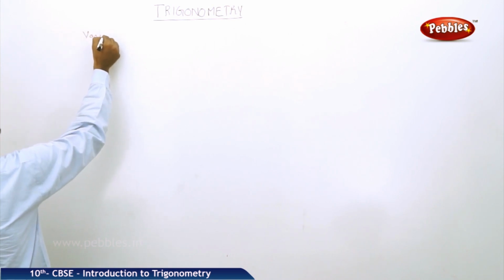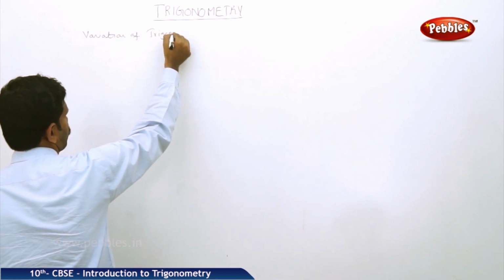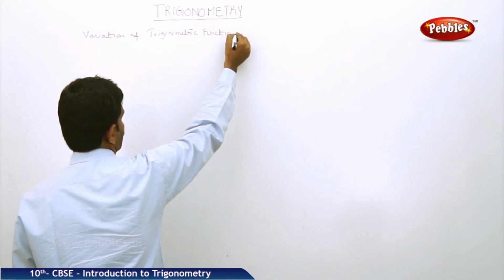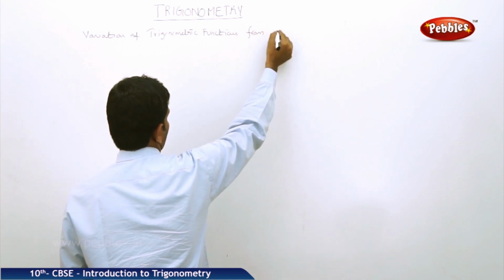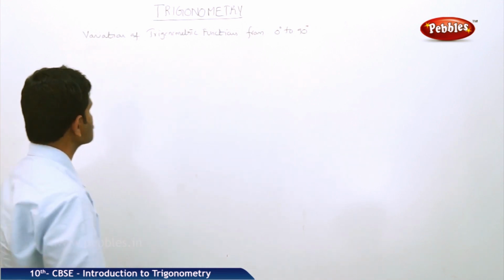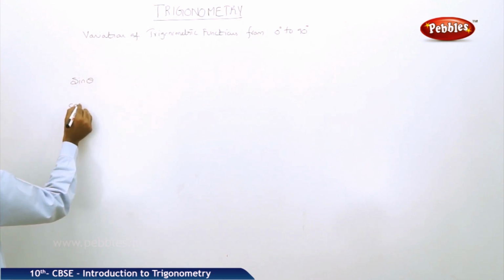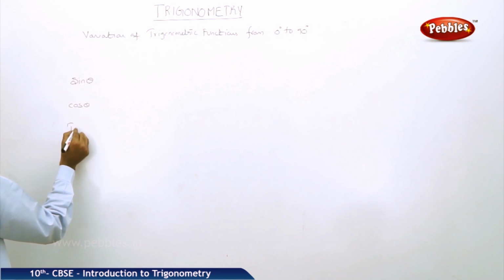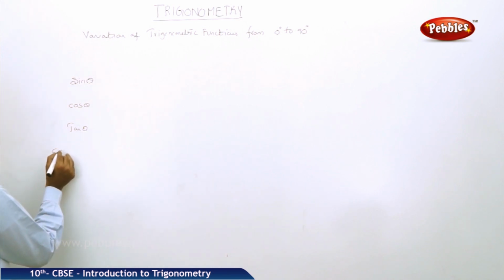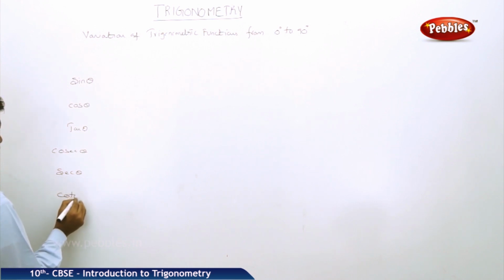Variation of trigonometric functions from 0 degrees to 90 degrees. Now, sin theta, cos theta, tan theta, cosecant theta, secant theta, and cot theta.